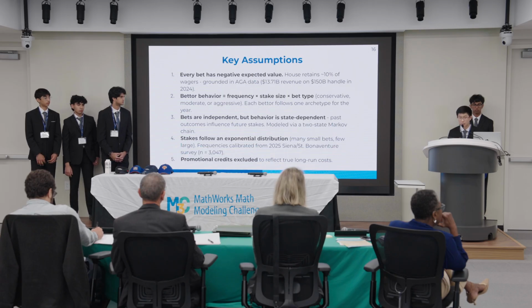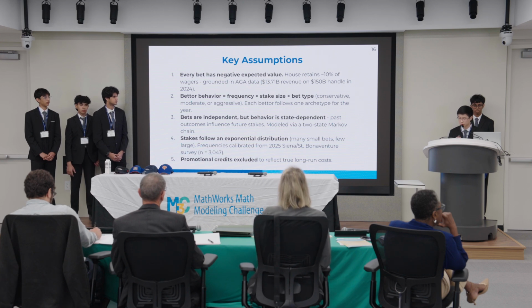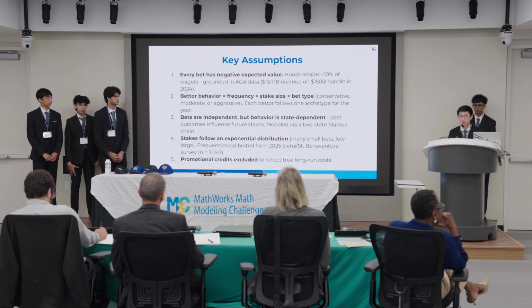A coin flip doesn't care about the last flip, but the bettor does. When someone loses, they tend to bet bigger to overcome their loss. Over half of bettors reported doing this, so we built a Markov chain to capture that feedback loop.